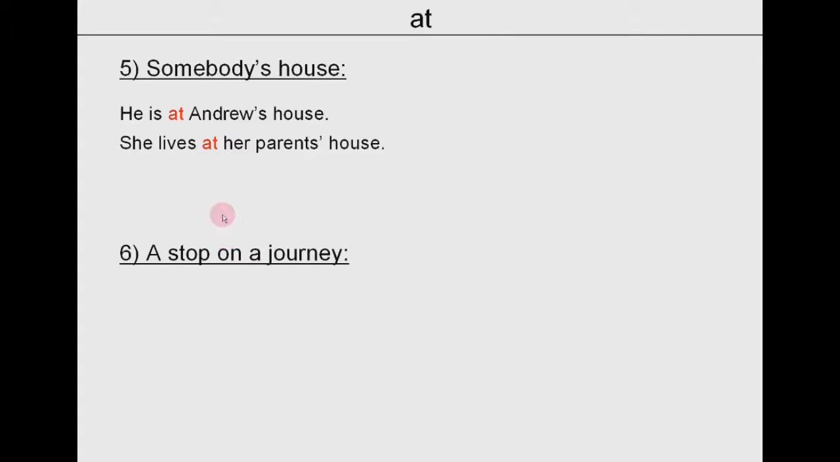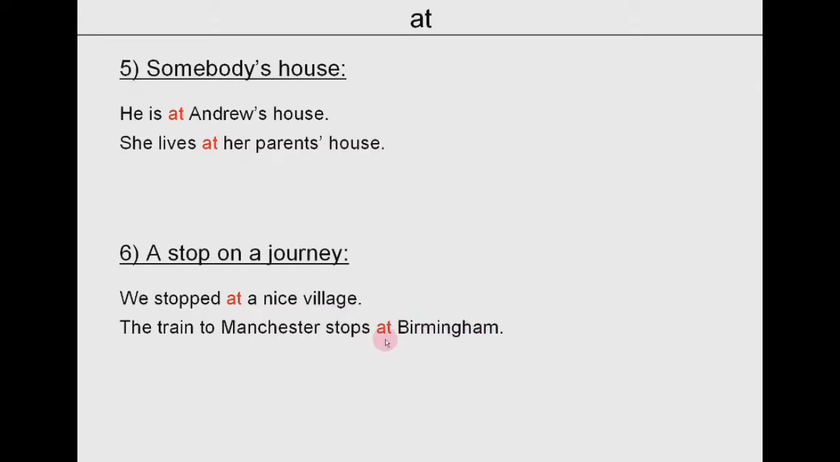And we also use the word at for a stop on a journey, like a break on a journey. Okay. For example, we stopped at a nice village. The train to Manchester stops at Birmingham. Okay. At Birmingham. So this is the only time when we are talking about towns and cities that we use the word at. Okay, and we will see the other preposition that we use for towns and cities later in the lesson.